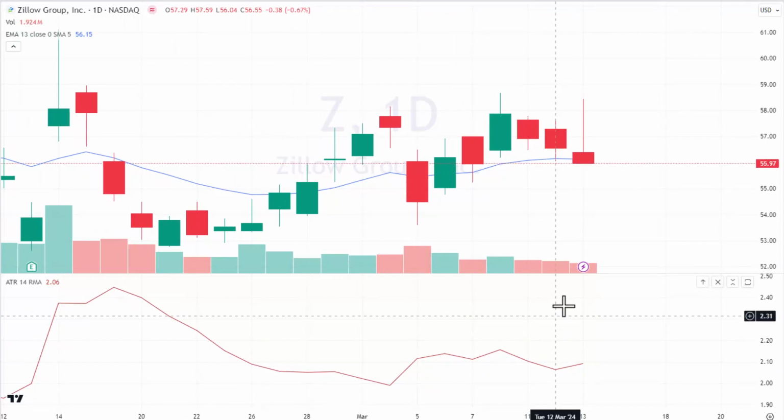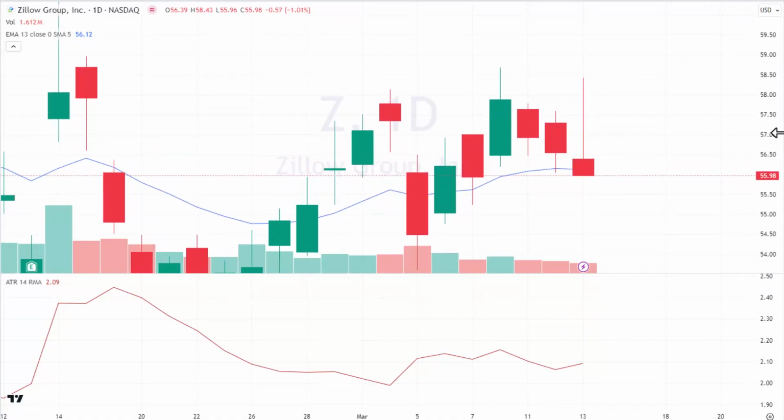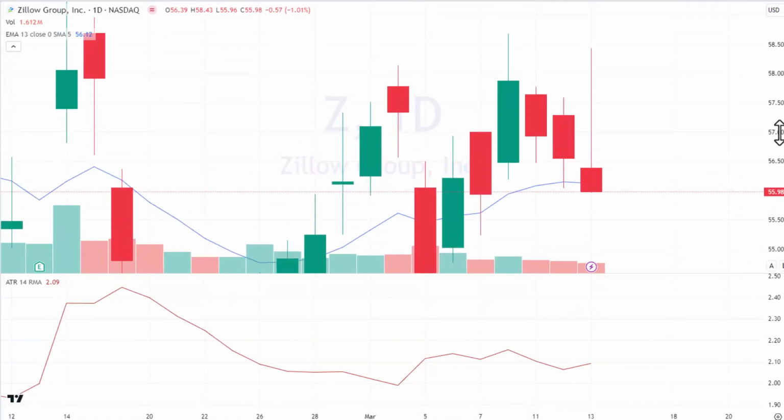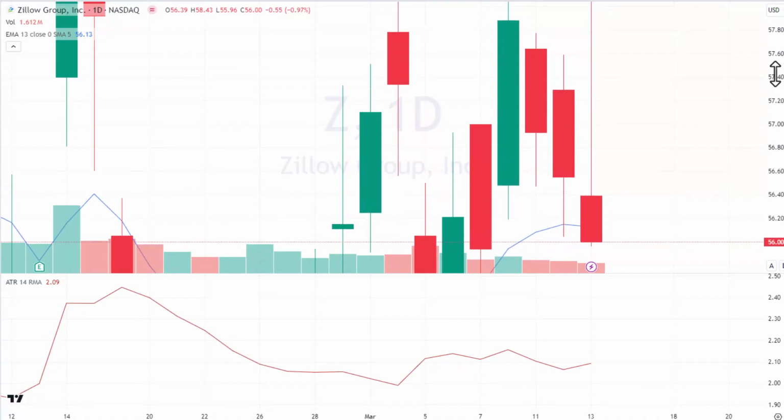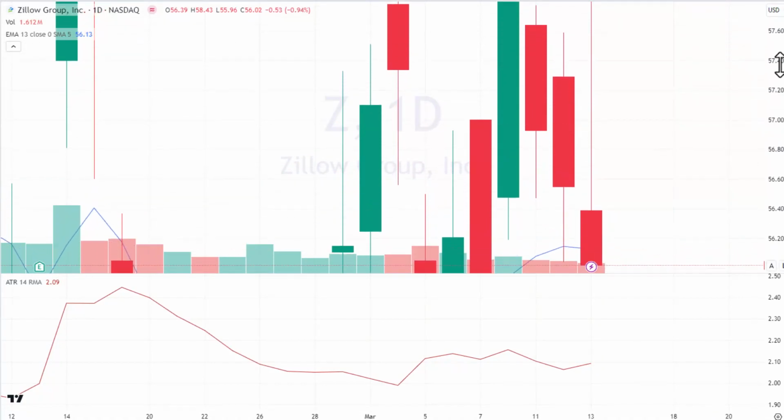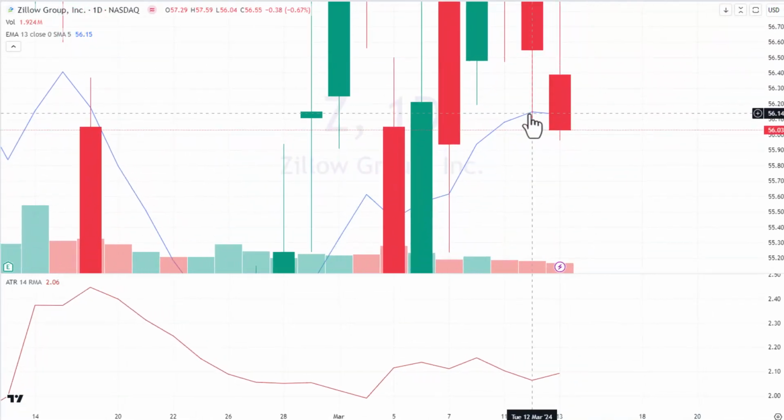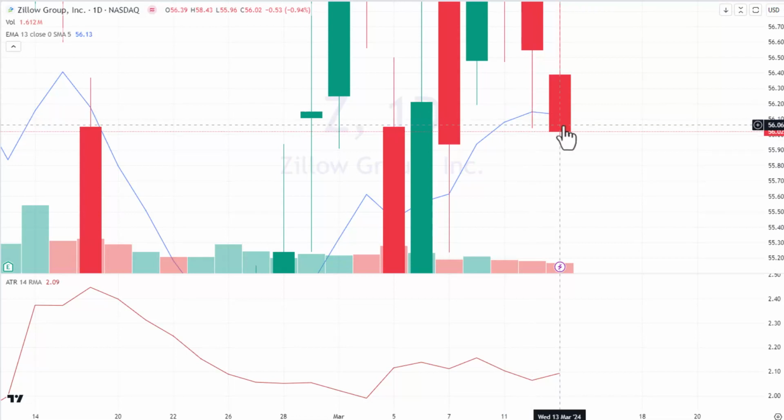We're going to go with Z, and again, let's get really zoomed in to this moving average. Let's get as close as we possibly can. It is sloping lower slightly. So we're going to call this a short. We're going to go with the short in Zillow Group. The current price is 56.06.